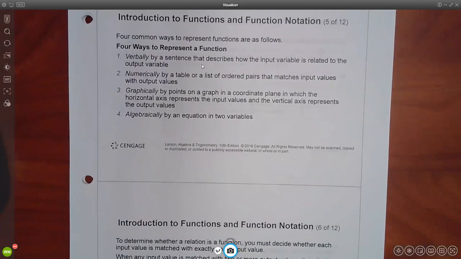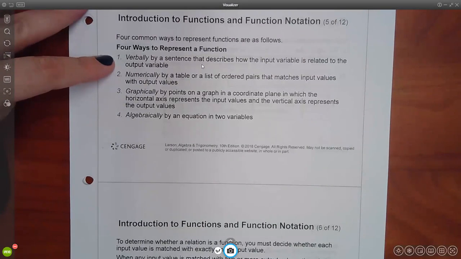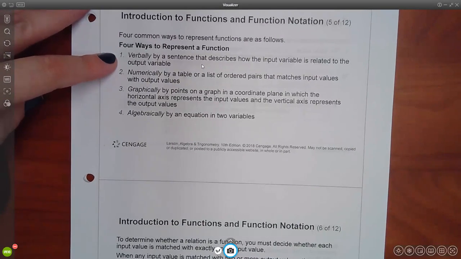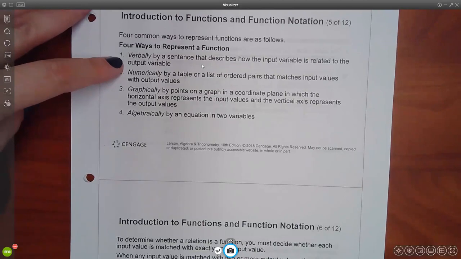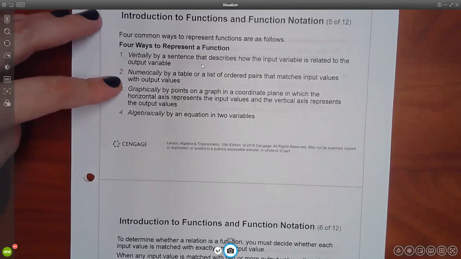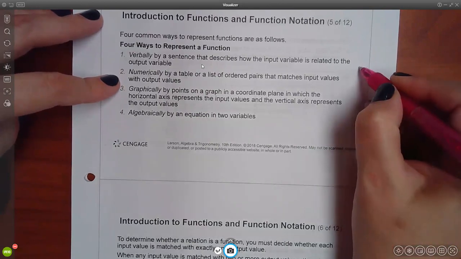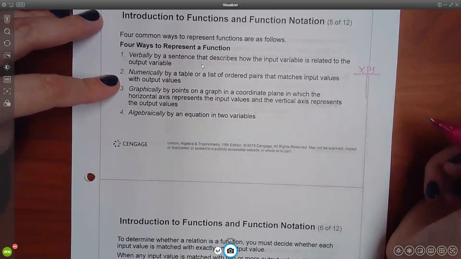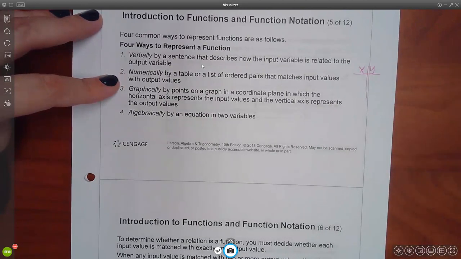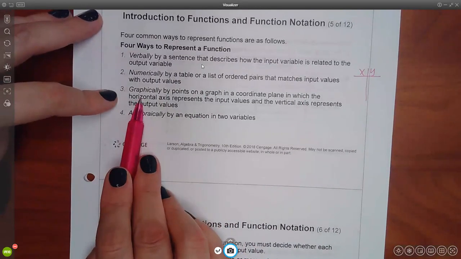Now, there are 4 common ways to represent functions. One of them is to use sentences, like word problems, right? That describe how an input variable is related to the output variable. Like if I tell you that the length is twice the width, that's describing a relationship between the length and the width, right? Numerically by a table or a list of ordered pairs that matches inputs to outputs. Used to that. I think we've seen that before, if not, right? Where you make a table of X's, you map them out to Y values, you plot those, right? Well, if you plot them, then it becomes the graphical approach.